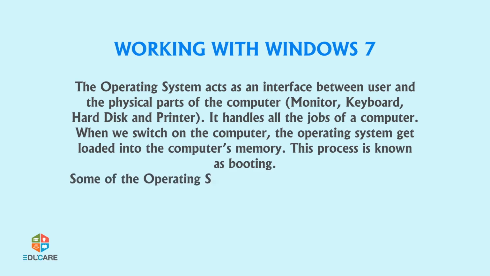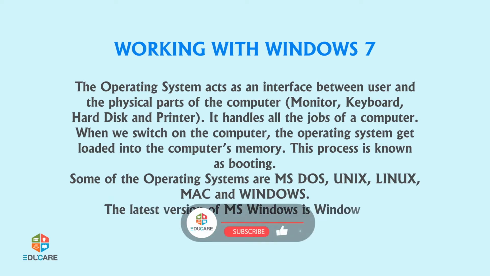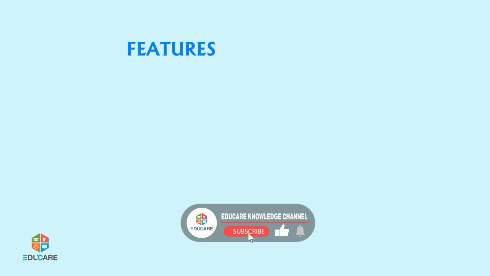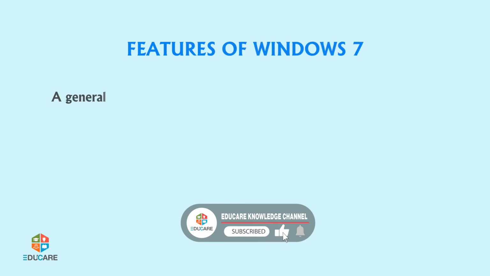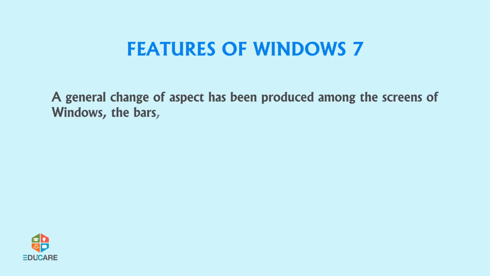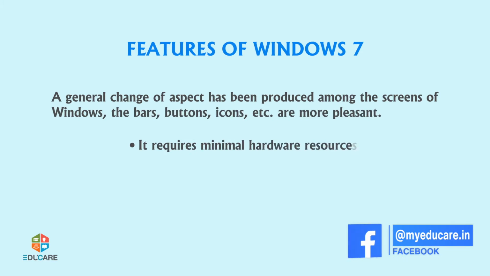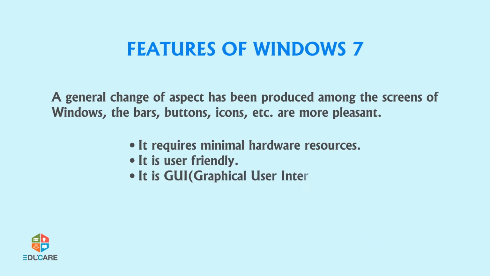Some of the operating systems are MS-DOS, Unix, Linux, Mac, and Windows. The latest version of MS Windows is Windows 10. Features of Windows 7. A general change of aspect has been produced among the screens of Windows. The bars, buttons, icons, etc. are more pleasant. It requires minimal hardware resources. It is user-friendly. It is a GUI, Graphical User Interface based operating system.